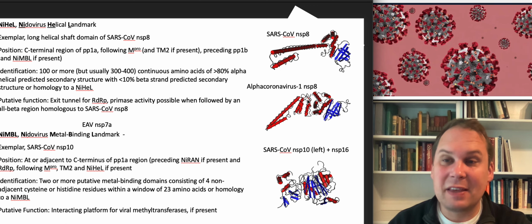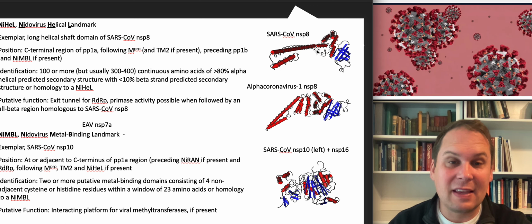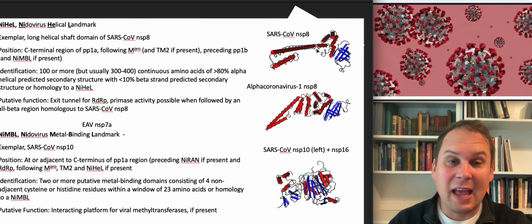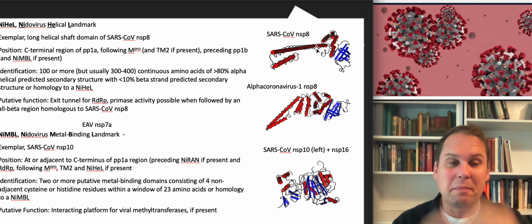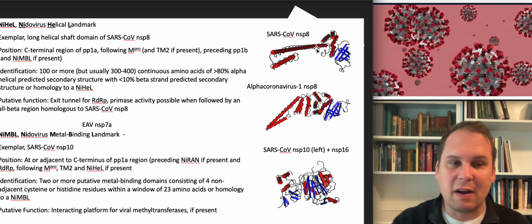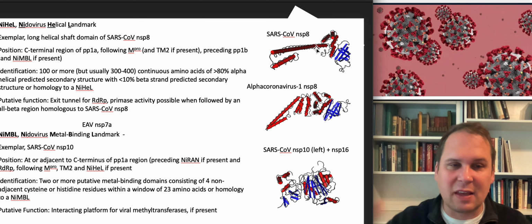So this long alpha helical region appears to be conserved. And we know this forms the exit tunnel on the back of the polymerase. This is where the RNA comes out. It's like a long tunnel that protects it.